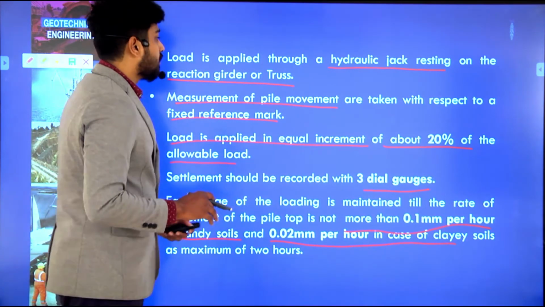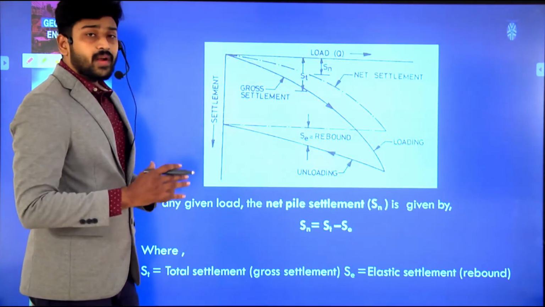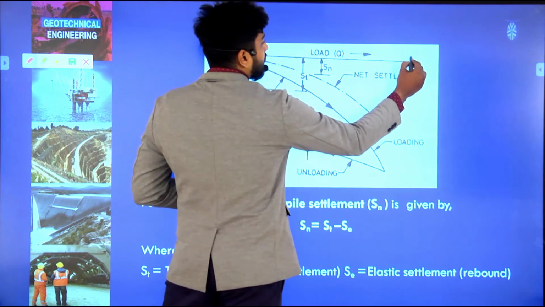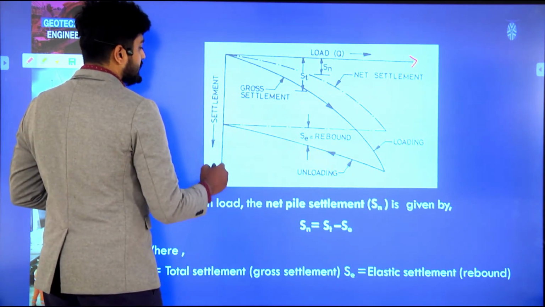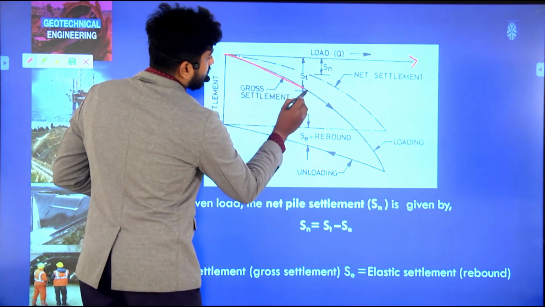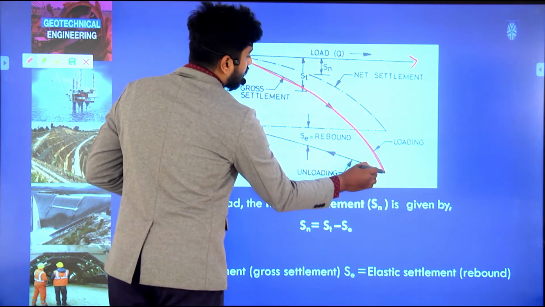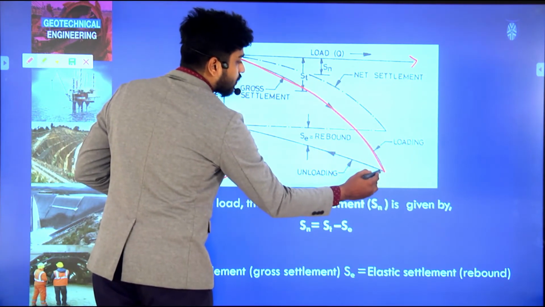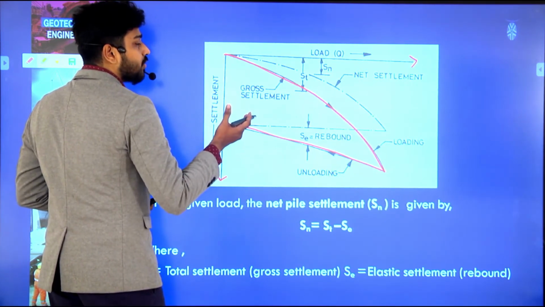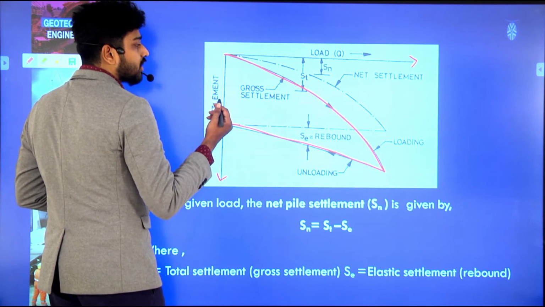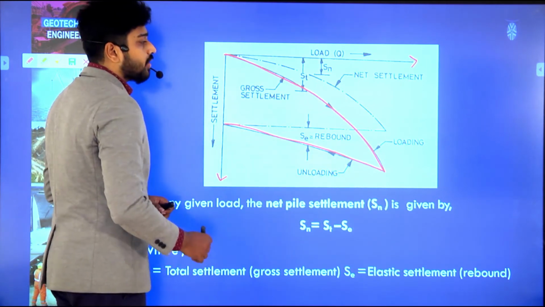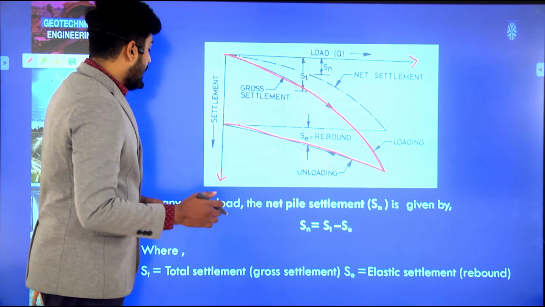Clear? Now, depending upon the test results we can plot a load settlement curve, taking the load along the x-axis and the settlement along the y-axis. In such a way the graph may be observed in this manner. Once the load is released, it may try to come back to a certain position, so there may be some uplift because of removal of this load.